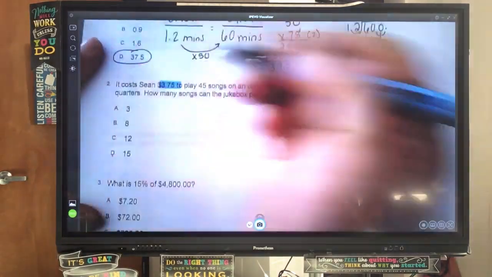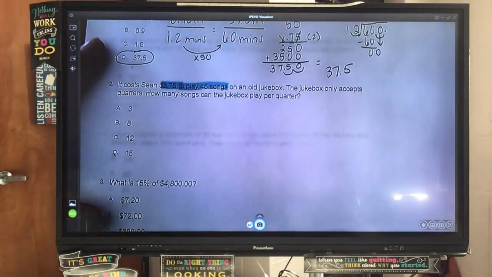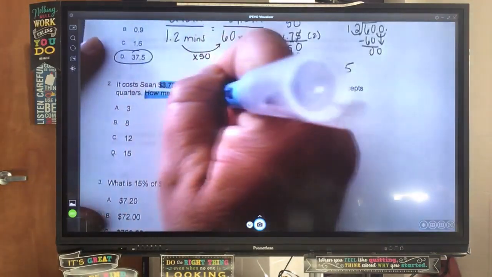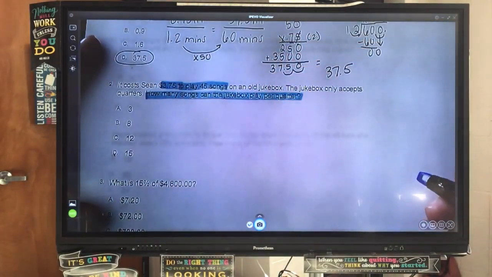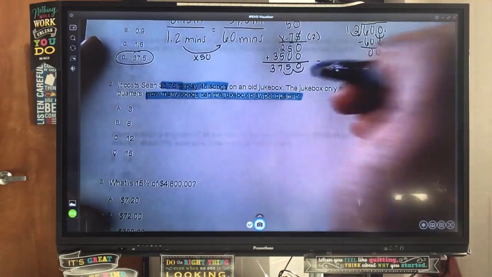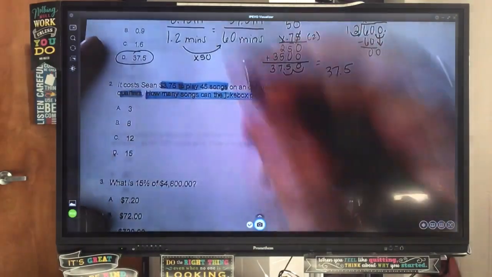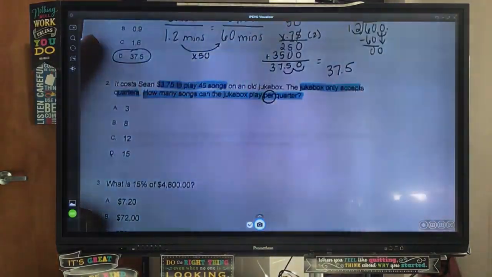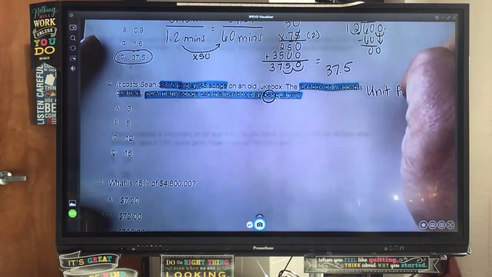$3.75 to play 45 songs. Okay. What else? How many songs can the jukebox play per quarter? Okay, and there's one more thing that is important. The jukebox only accepts one. All right, and then we see this word again, per, which is telling us what? Unit rate or unit price if we're dealing with money.